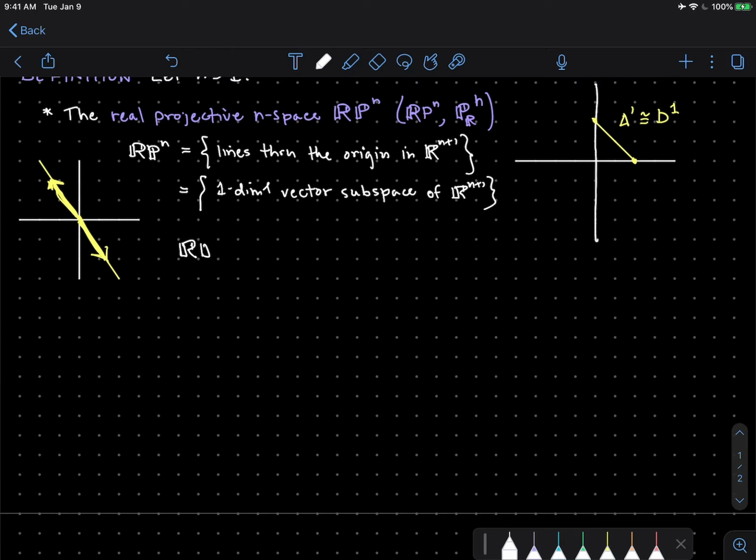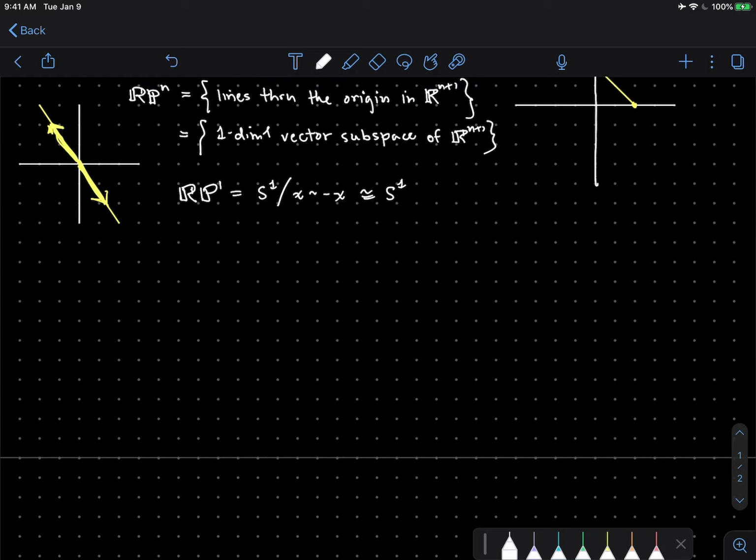So RP1, we can present it as, well, the unit circle is a circle. So RP1 is going to be the quotient of S1 by the equivalence relation that sends x to minus x. Now this quotient is just homeomorphic to the circle itself. So RP1 is a circle.